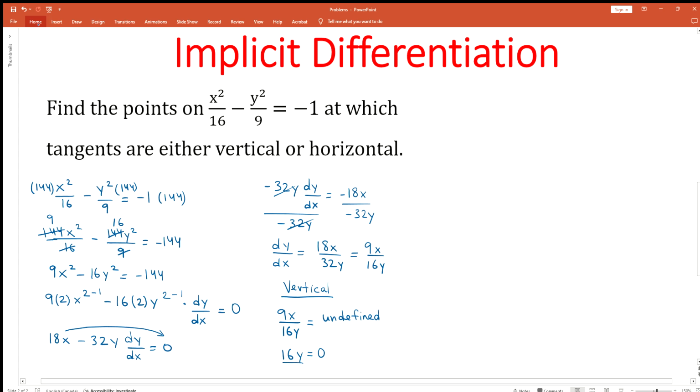We should divide both sides by 16. 0 over 16 is equal to 0. So the y coordinate of point where the tangent is vertical is 0. In order to find the ordered pair or the point, we have to sub in y as 0 in the given equation and solve for x.